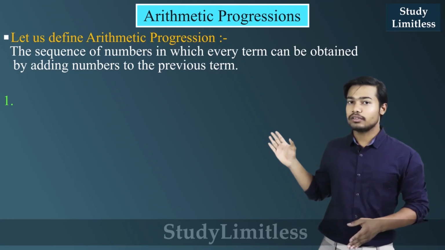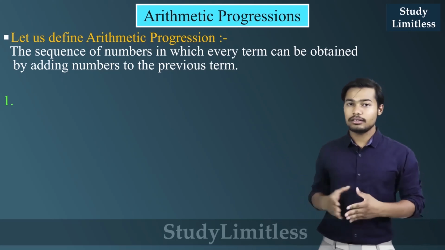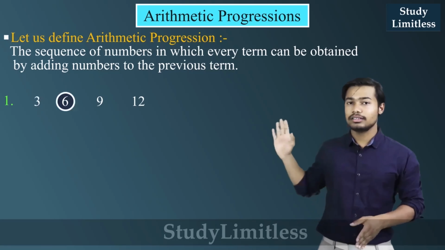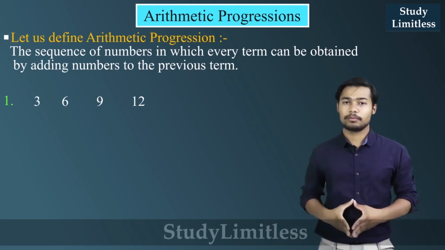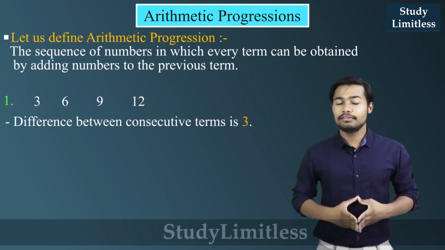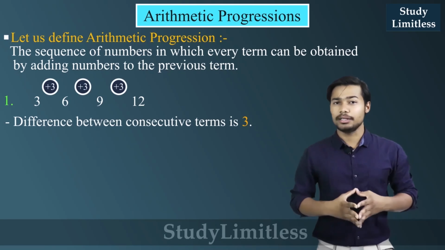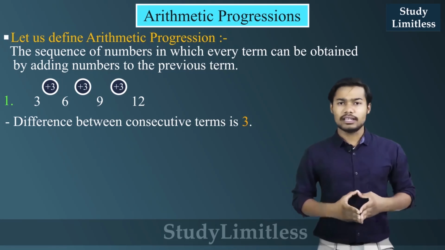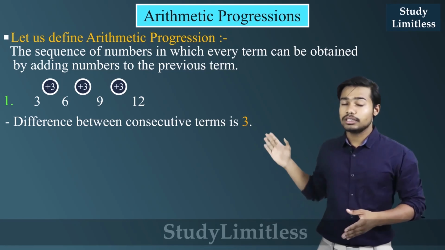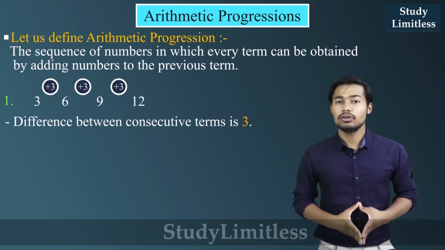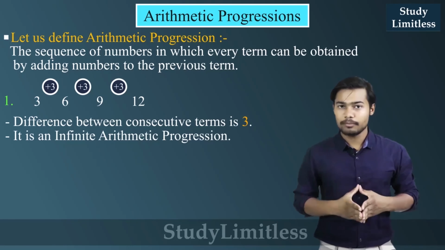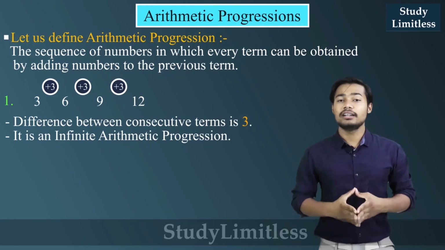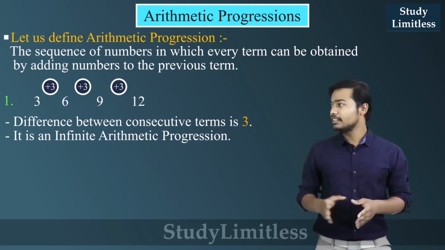Here we have some examples of sequence given on our screen. First example is the sequence of 3, 6, 9 and 12 and so on. Here we can see that the difference between the consecutive terms is 3. And we can also see that we cannot count the number of terms in the sequence. Therefore, we can say that it is an arithmetic progression, as well as we can say that it is an infinite arithmetic progression.